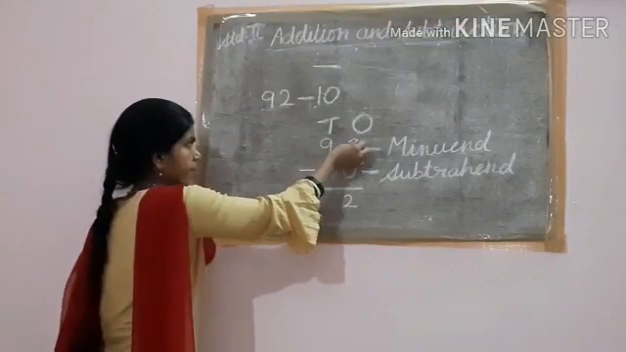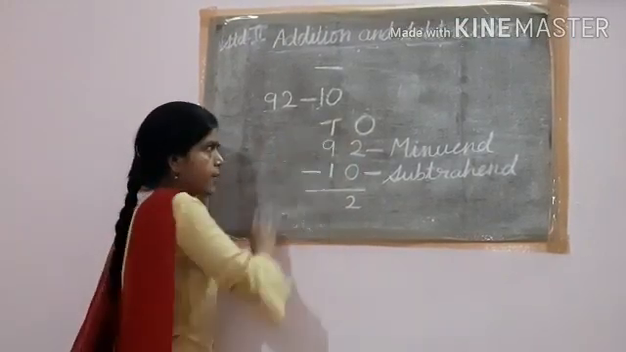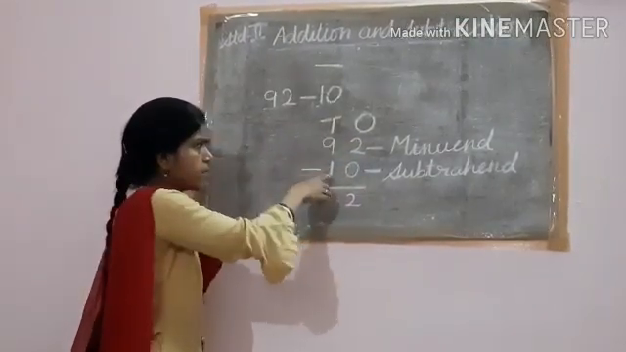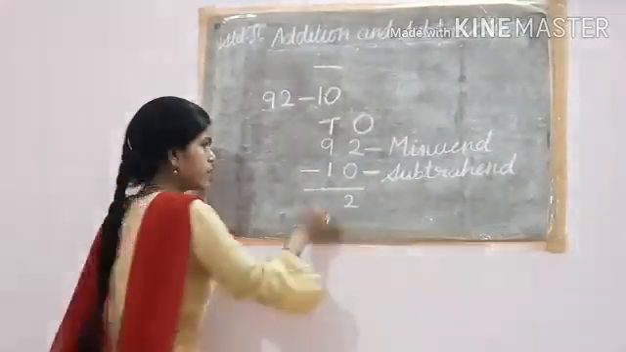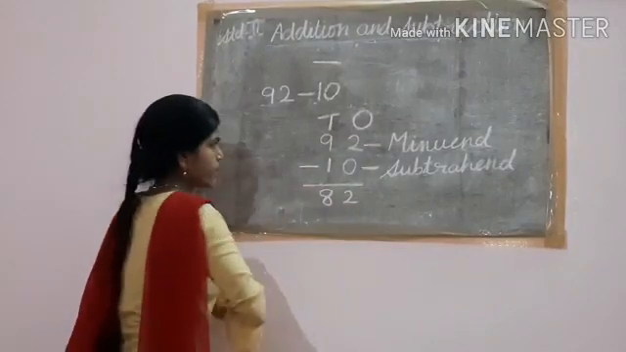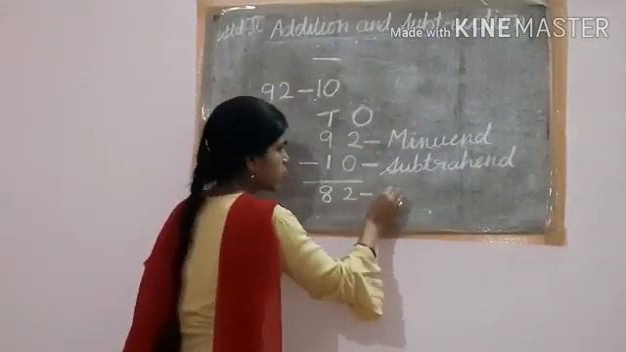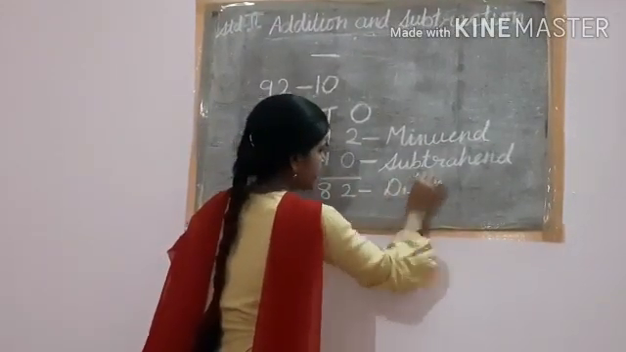Now come to the next place. Which place is there? Tens place. So 9 tens minus 1 ten. So very simple. That is 8. So the answer is 82. This is called the difference.